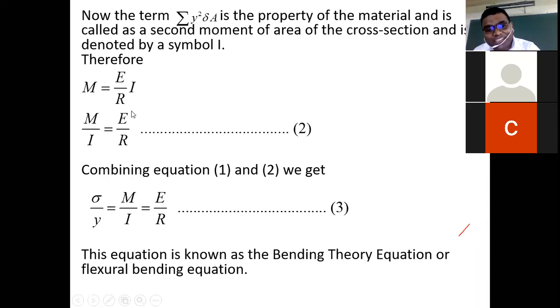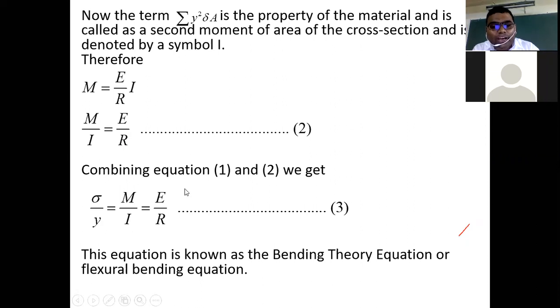Then we have equation number 1. What was equation number 1? This was sigma upon y equals E by R. Now one term is common, E by R, so we can combine both equations 1 and 2 here. So it becomes sigma upon y from equation number 1, M upon I from equation number 2, and E by R is common in both equations. So now we can write sigma upon y equals M upon I equals E by R.